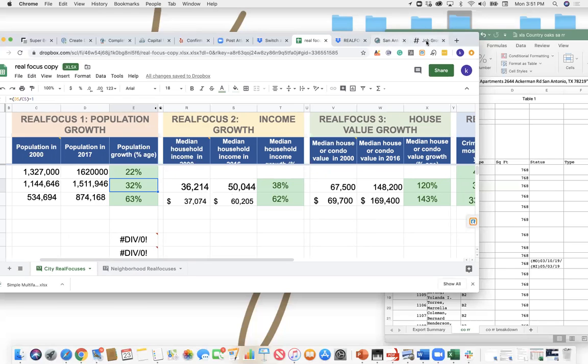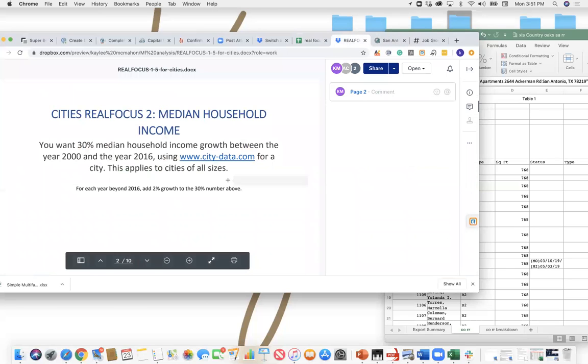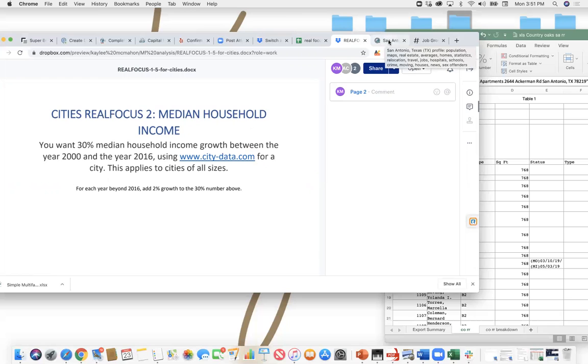So what does that mean? We go to our Real Focus. Real Focus 2: we want 30% median income growth for all population sizes or city sizes. Obviously that means we're way above median household growth, which is awesome. So it's another yes.